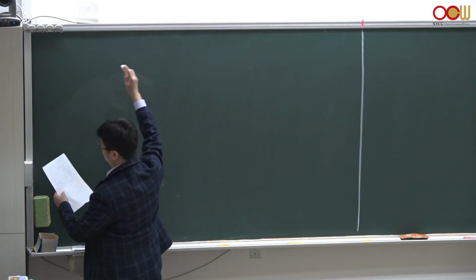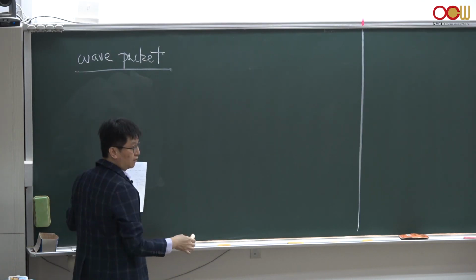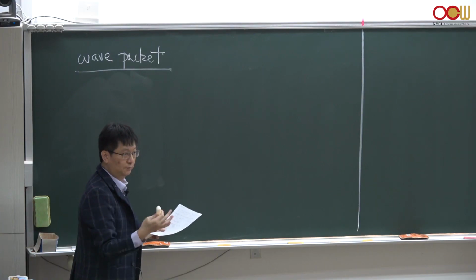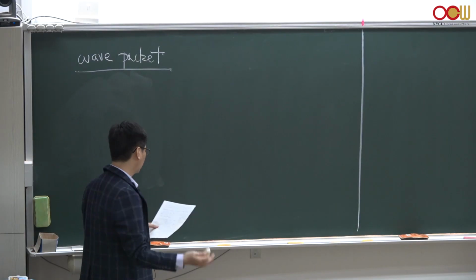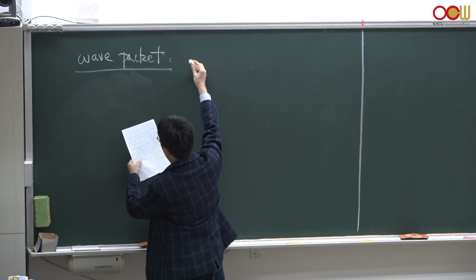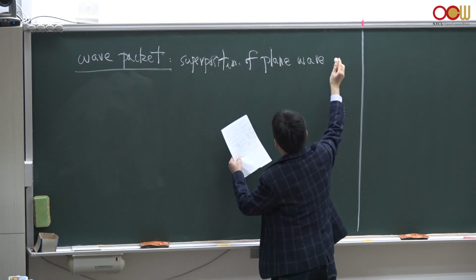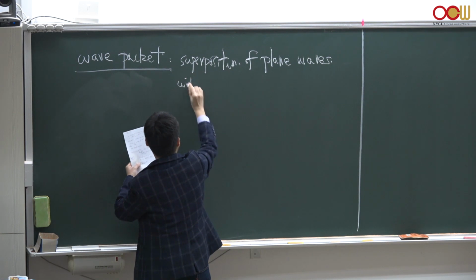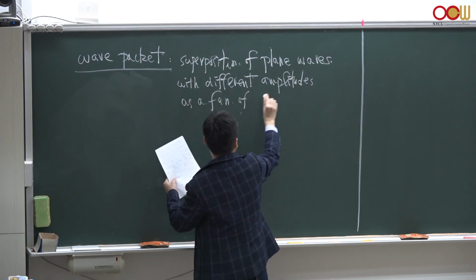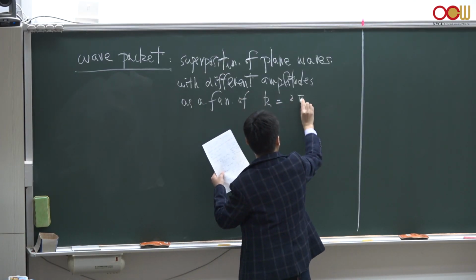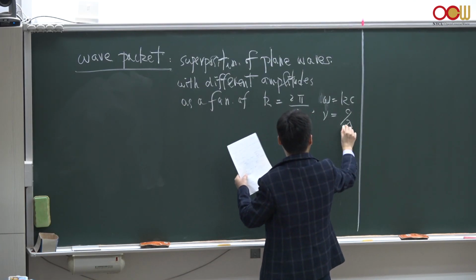So let's continue introducing the wave packet. As I mentioned last time, this is the superposition of many plane waves, and the plane waves are considered just a free particle wave function in quantum mechanics. So let's write down the mathematical formulation of this superposition of plane waves with different amplitudes as a function of k, where k is the wave number.